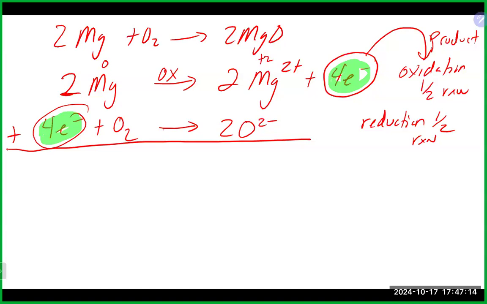Sometimes you actually have to multiply both half reactions by a number to get them to be the same. For example, if my first half reaction had 3 electrons and my second one had 2, the common number there is 6. So I would have to multiply my top one by 2 and my bottom half reaction by 3. Again, not just the electrons, but everybody there would get multiplied by that number.